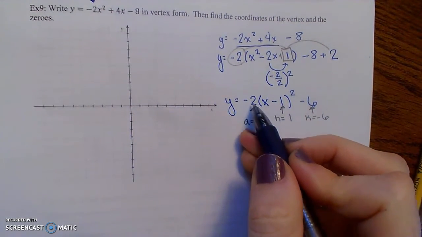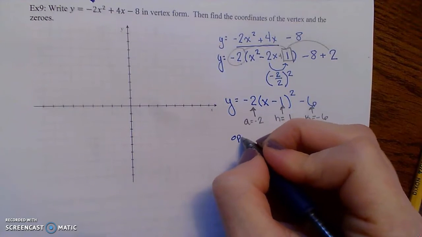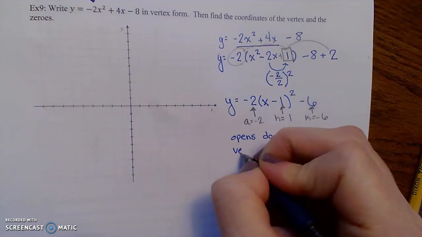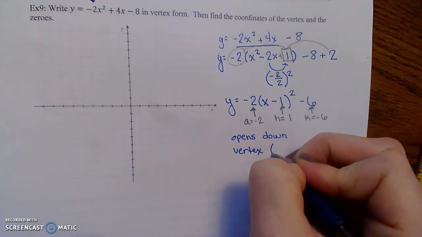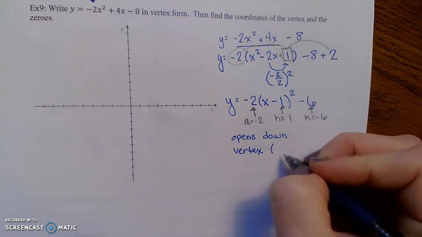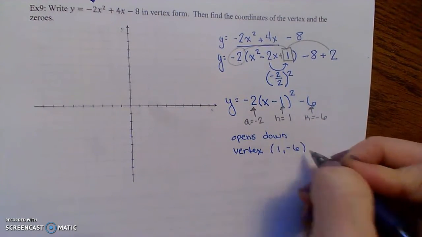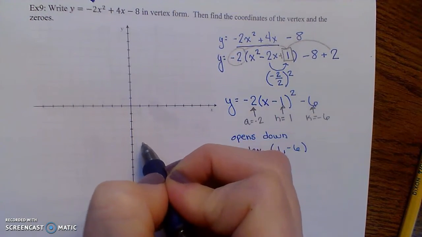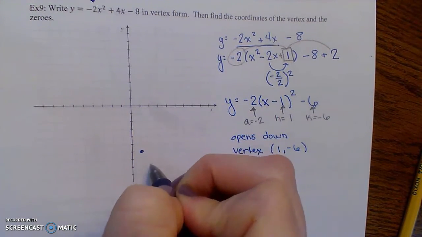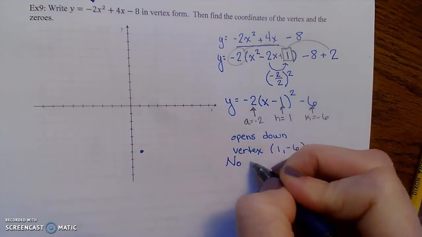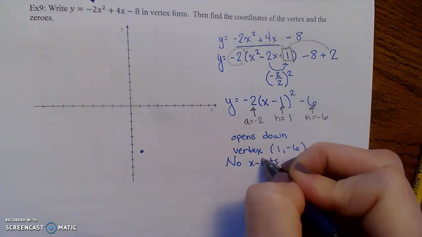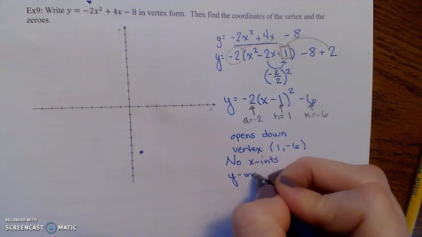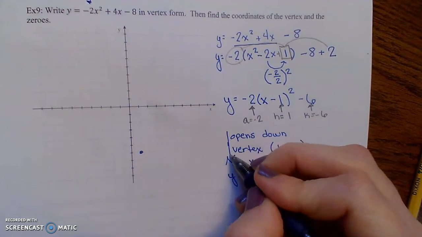First of all, the leading coefficient is negative, so this will open down. Our vertex will be 1, -6. Let's go ahead and plot that. So 1, 1, 2, 3, 4, 5, 6. And it's going to open down, so I should expect to see no x-intercepts. Instead, I can plot some other points. Maybe my y-intercept.